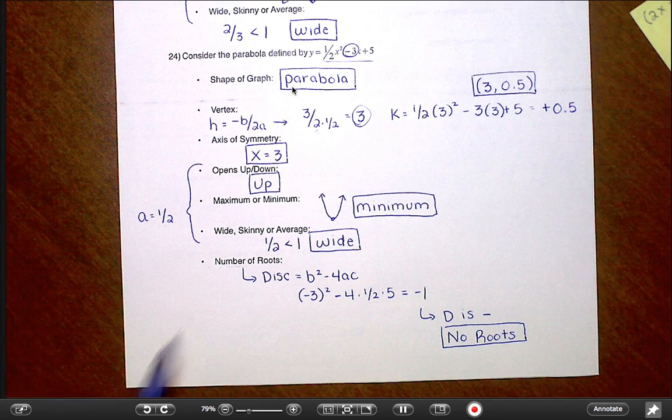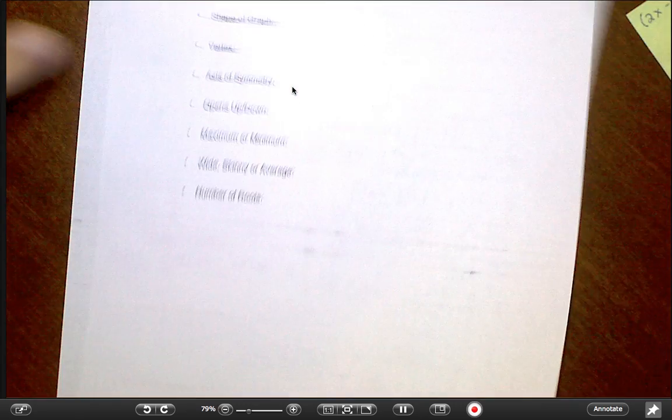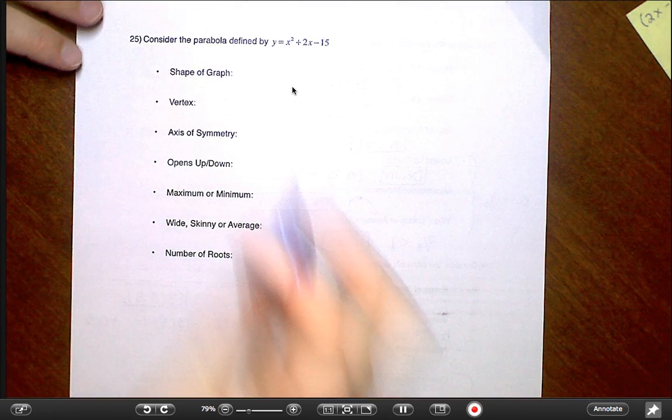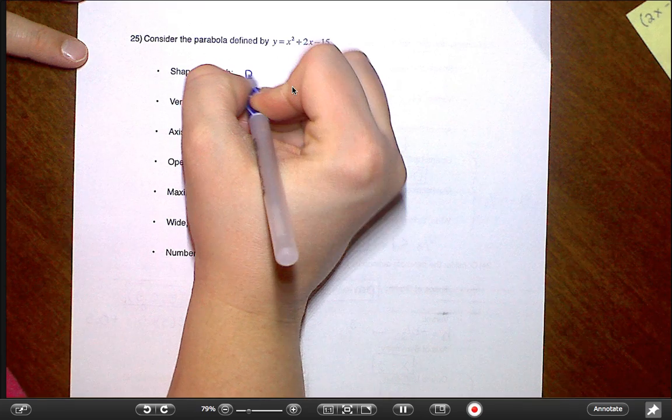There you go. Okay, and I think we have just one more question on the back of this page, so I'll just throw that in here now too. Really similar. Shape of graph. This should not come as a surprise by this point. Shape of graph is a parabola.